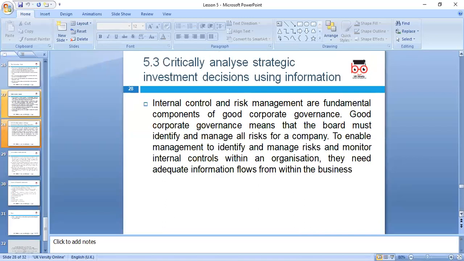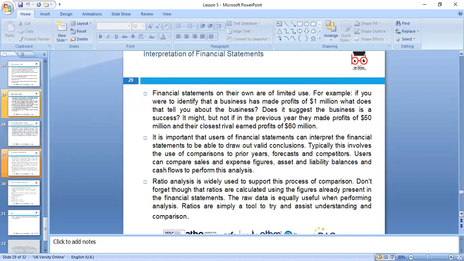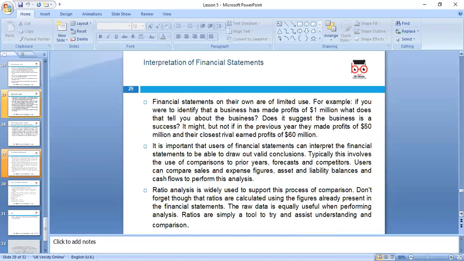Internal control and risk management are a fundamental component of corporate governance. Good corporate governance identifies all the risks of the company and requires management to identify and manage them. Risk means the probability of something happening. The higher the risk, the higher the return, and we can look at different companies on Google Finance if we want to invest. You have to make sure that interpretation of financial statements has limited use, so you have to look for something extra.